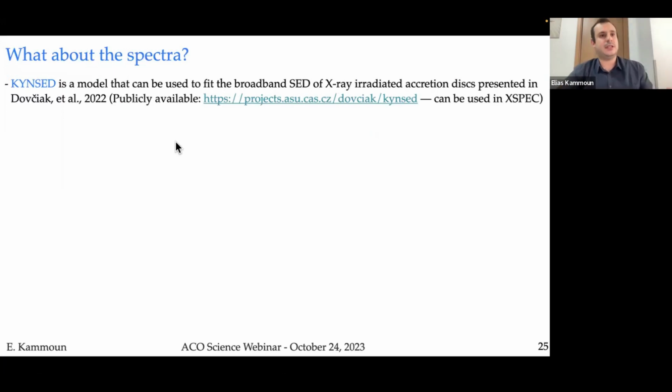If we can explain the lags and we can explain the variability, then the last question to be asked is, what about the spectra? What about the energetics? That's a very important question for any model, because explaining the relative variability is quite good, but we need to see if that model could explain and measure properly the energetics in the corona, in the disk, and all that connection. So in Dovčiak et al. 2022, we presented the model called KYNSED, which is based on the same physics, but can be used to fit the broadband SED from the optical to UV to X-rays, assuming thermal reverberation. The code is publicly available and can be used easily in XSPEC.